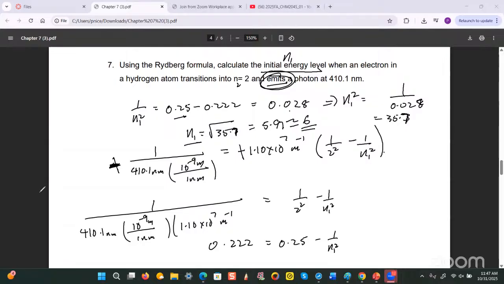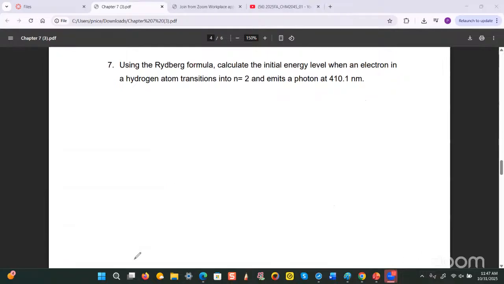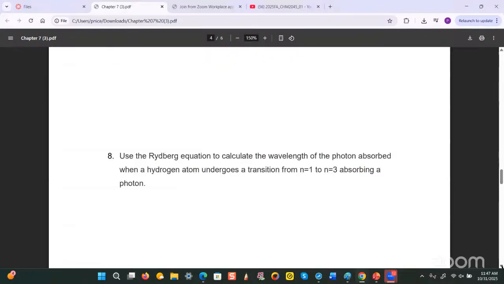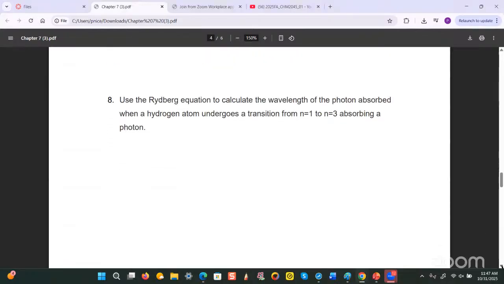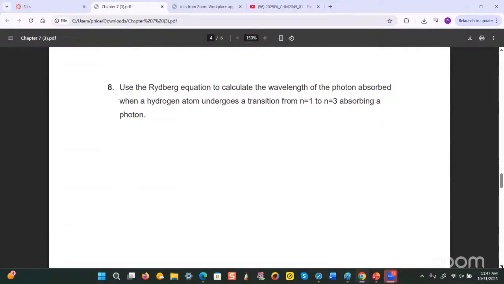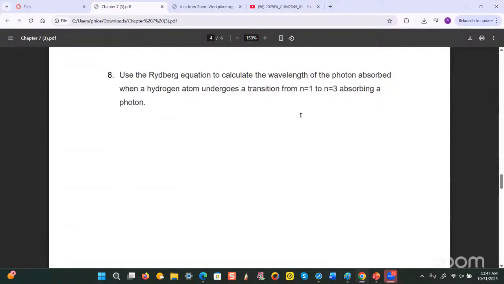All right. Let me clear this and scroll down. Okay. Number 8. Let me hear your ideas about this one. How would you tackle this one? I guess the important question is, which formula do you use? Because remember, there are 2 forms of the Rydberg equation. So which one of the 2 would you use? Would you use the one with delta E, or would you use the one with 1 over lambda?